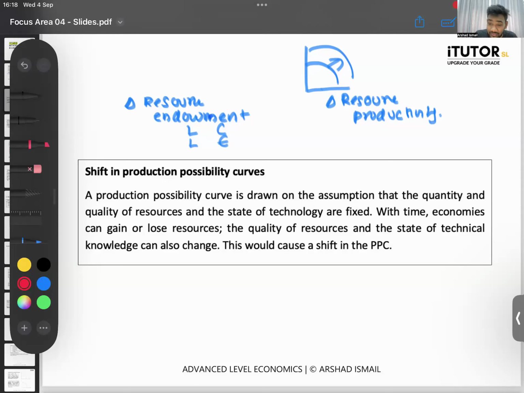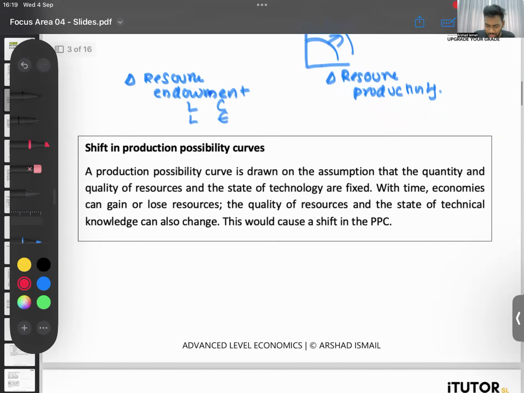PPC will only shift if either your resource endowment, land, labor, capital, entrepreneurship has to change, or your resource productivity, the technology, the human capital, management methods, division of labor and specialization, those things have to change. Only then PPC will shift. So have that in mind. We'll apply that when we discuss the paper.